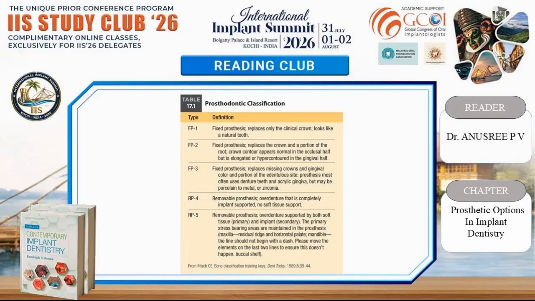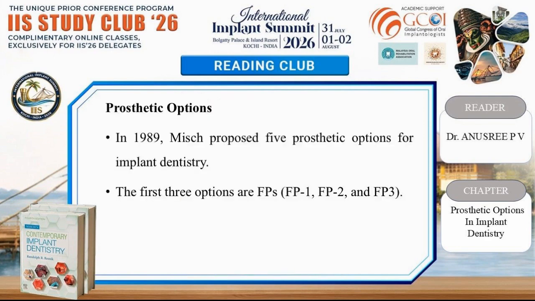RP4, removable prosthesis, overdenture that is completely implant supported, no soft tissue support. RP5, removable prosthesis, overdenture supported by both soft tissue and implant. The primary stress bearing areas are maintained in the prosthesis. Mainly in the maxilla, it is the residual ridge and horizontal palate, and in the mandible, it is the buccal shelf area. Moving to prosthetic options.